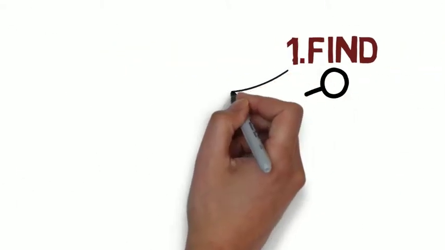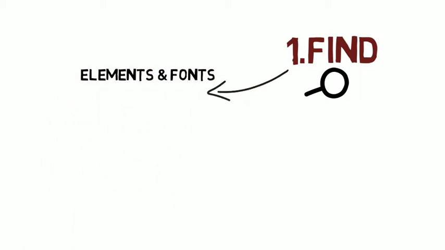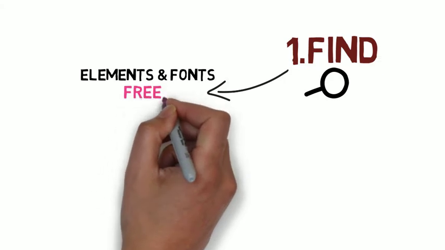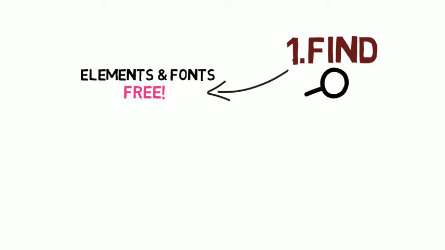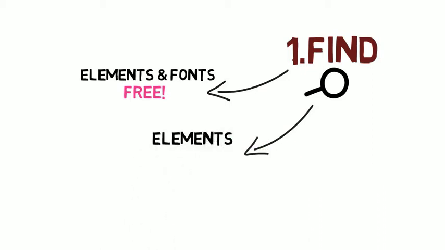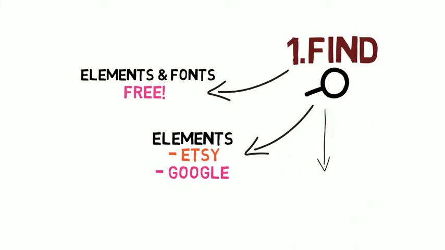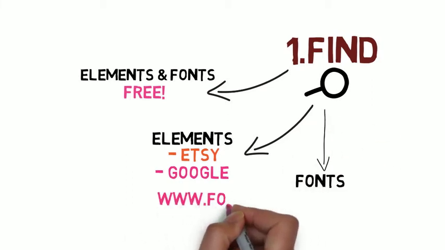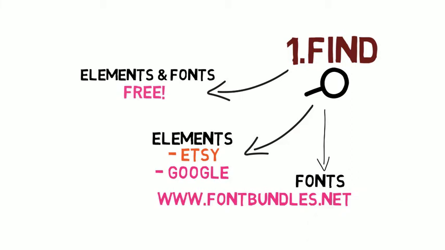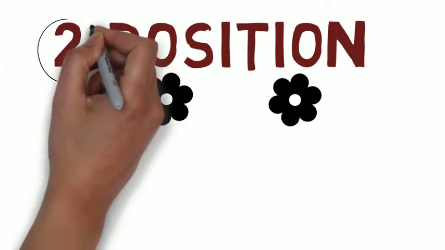So number 1, finding the elements and fonts to use on your paper cut. In these projects, I'll be giving you these to use for free. I hope to teach you how to create them in the future, but for now you can find other elements from Etsy and Google. Fonts you can get from fontbundles.net.